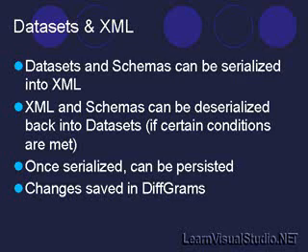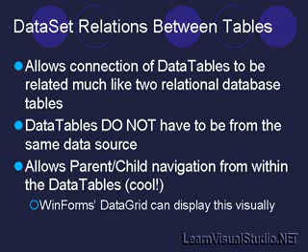So you can have a set of, say, orders and order items, and you can have both of those tables in your data set. You can have a data relation that connects those two tables together, and therefore, for example in a data grid, when somebody selects an order, they can see all the order items that apply to that order. Like I mentioned here, the WinForms data grid can display this visually in a very nice way. It's a very cool feature, and we're going to do a neat video about that in the future.